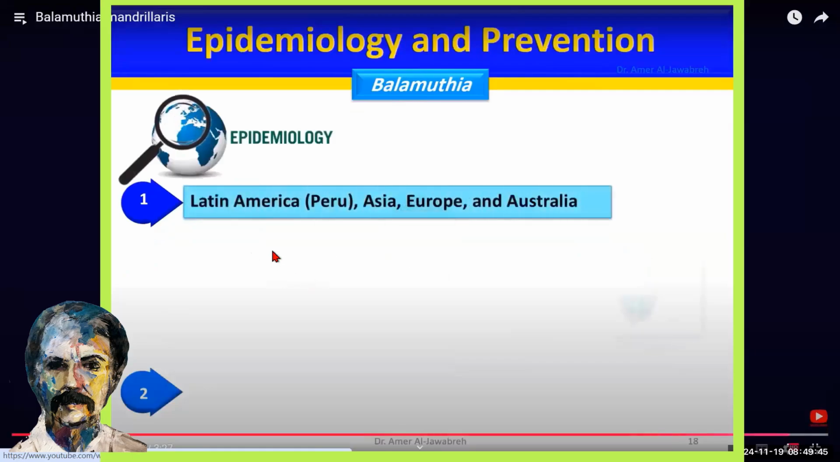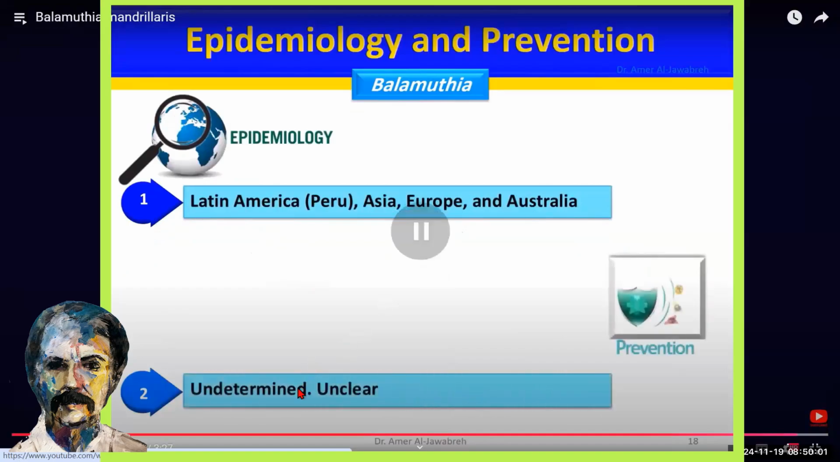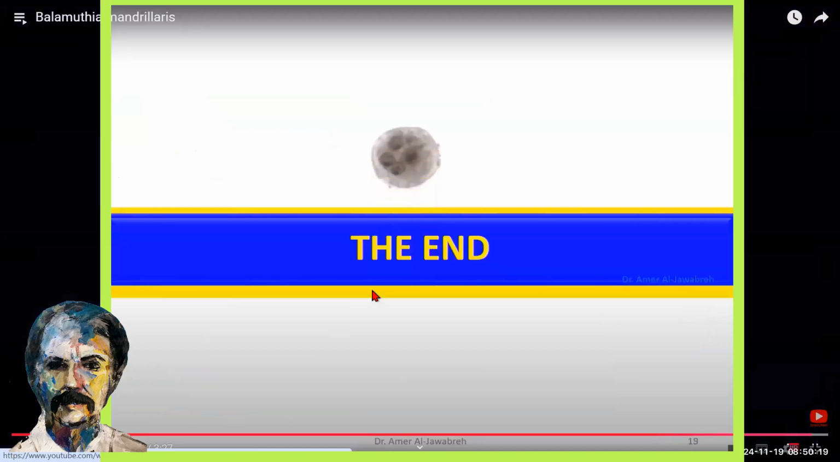Epidemiology: Latin America, Peru, Asia, Europe, and Australia. These are countries or continents where Balamuthia has been reported. Prevention: undetermined, unclear. Because it's rare, there are no drugs and no full understanding. Therefore, you cannot tell people what to do in order to prevent this. So this is it for the Balamuthia.